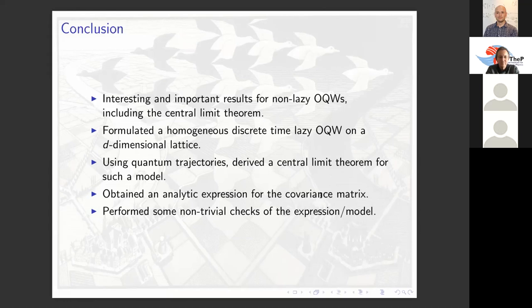As for that search algorithm, it was a nice paper that I found. I wanted to look for an example where lazy quantum walks told us something interesting, something we might not have understood just by studying the non-lazy walks. And I came across that paper.